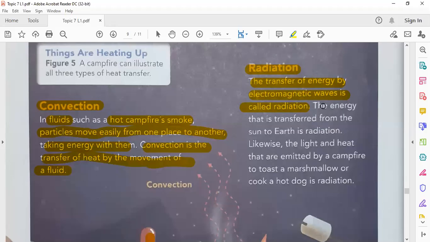The energy that is transferred from the sun to earth, this example, is radiation, as you know. All of these waves, the visible light or the colors of the rainbow and so on, the infrared, ultraviolet radiation, all of this energy comes from the sun to earth by radiation.